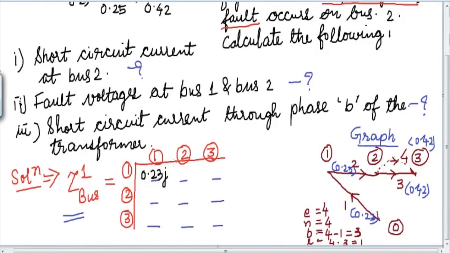Please note it down. This is a homework for all of you. You have to do it in your copies. I am just giving directly the results. So this is the result. That is, we get the ZBus in this way: 0.23J, 0.23J.